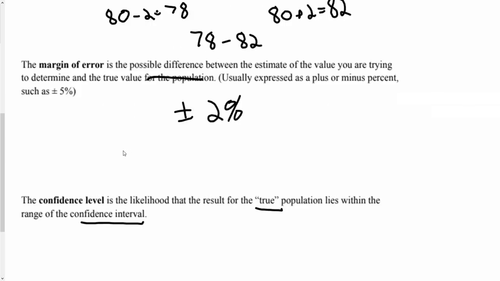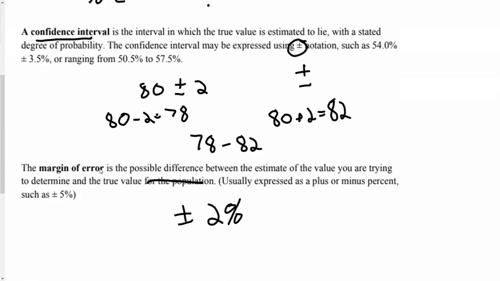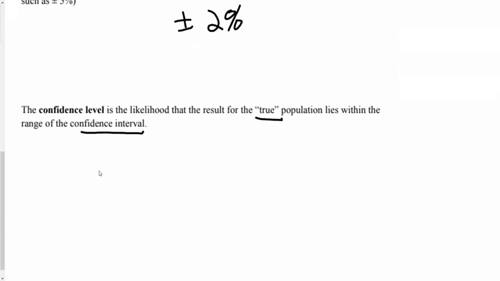So if we go back to our dentist example here, we have this statement at the end, 19 times out of 20, and usually you'll hear that at the end of a poll, like if you're watching the news. So that's our level of confidence. We would say that this poll is accurate 19 times out of 20. So 19 out of 20, if you do the math real quick, is 95%. So we would say our poll is 95% accurate, which is pretty good. Anything under 90%, that's when you should start to be a little leery.